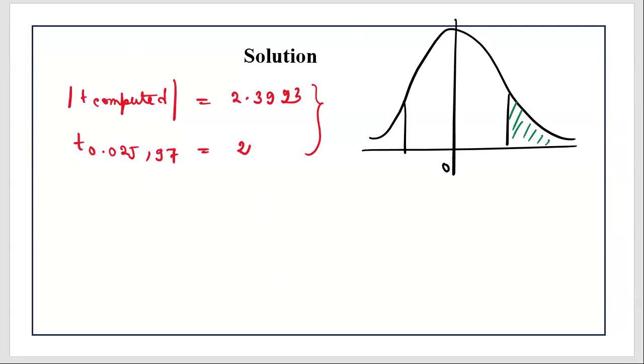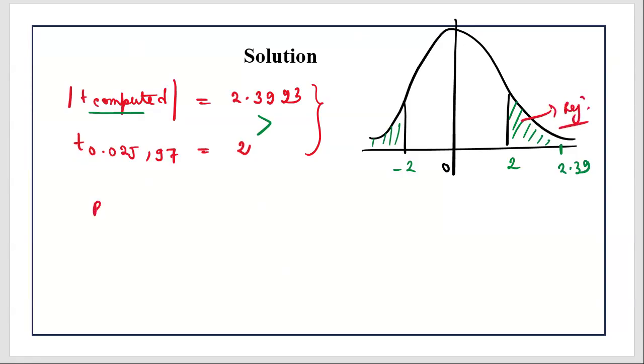Here you have one rejection region. Here you have another rejection region. And the computed value is somewhere here, 2.39. So clearly the T computed value exceeds the T critical value. So again, you are in the rejection region.